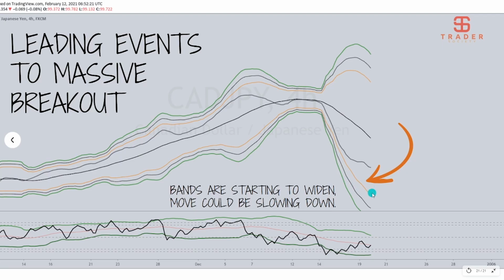And then, as you can see right here, we have all this congestion. Now, bands are starting to widen down here. When they start to widen like this, it means that the market's starting to slow down a little bit. And as it does, you may see the reversal, you may not, but that is exactly what that means.